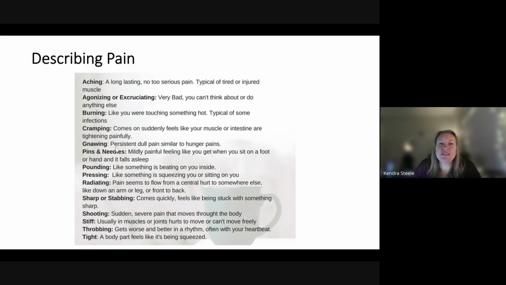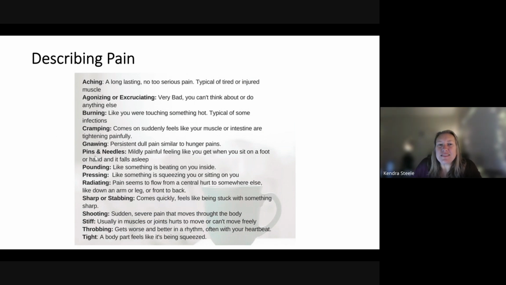Gnawing pain is a persistent, dull pain, similar to hunger pains. Gnawing is when something keeps bothering you and it's annoying, but it's okay. You might be gnawing when you are hungry and you can hear your stomach making noises.